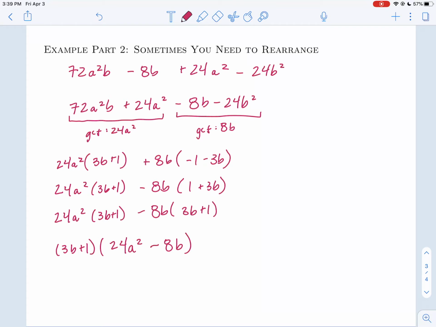So it can get a little tricky with that rearranging, and maybe having to rearrange again the things inside the parentheses. But remember, the main goal is just take two terms, group them together, pull out their GCF, and see where you can go from there. In the next video, we'll talk about some more tools we can use for factoring these polynomials.